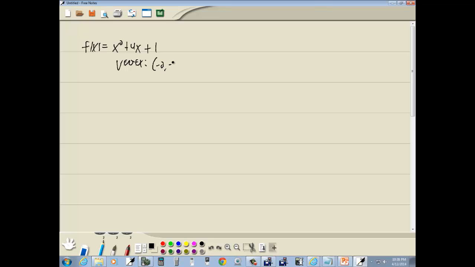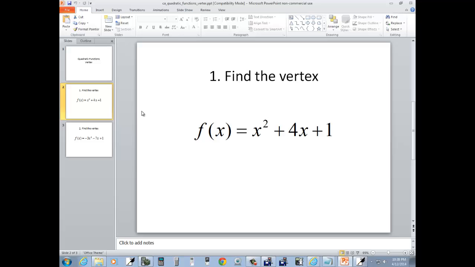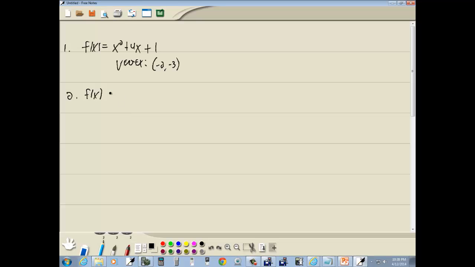Okay, it works very well when it comes out nice like that. But let's take a look at the second one here. This one's an interesting one. We've got f of x equal -3x squared minus 7x plus 1.